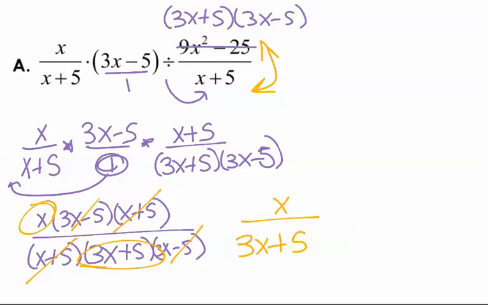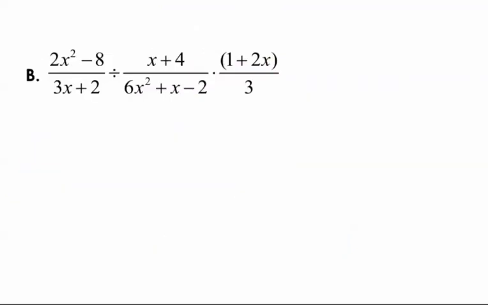Again, you cannot cancel those x's because the 3x plus 5 is one term together. You'd have to cancel everything, and that's because of the addition. So addition and subtraction kind of makes things unbreakable, if you will.